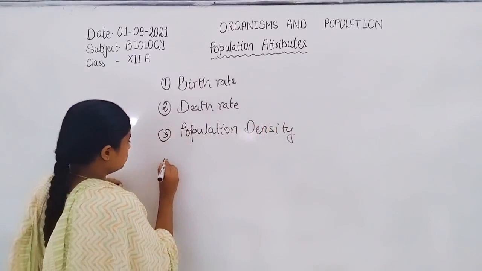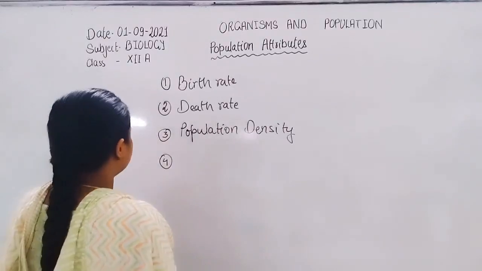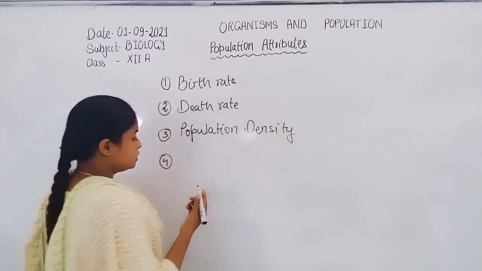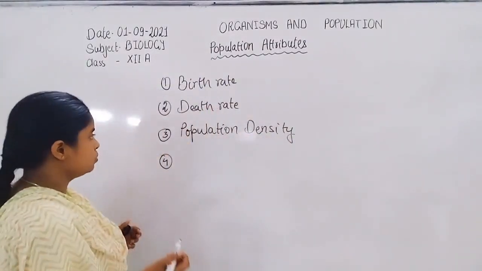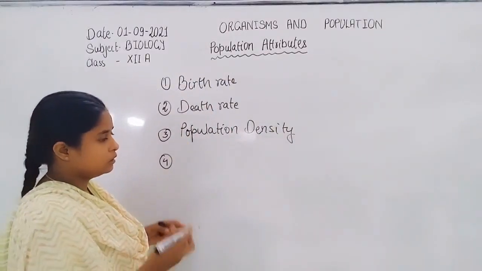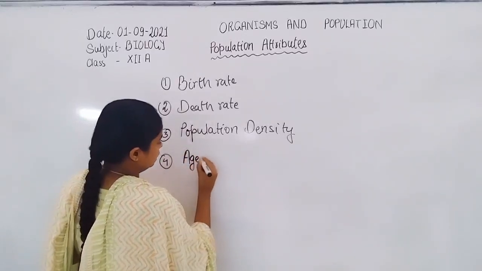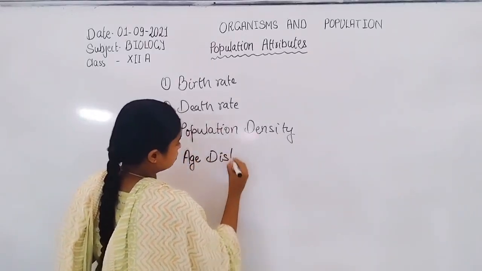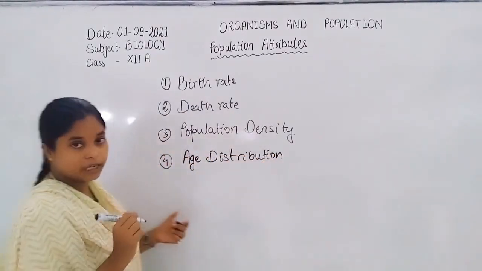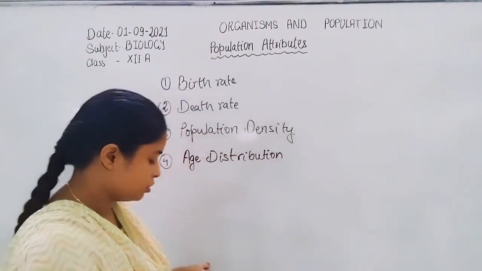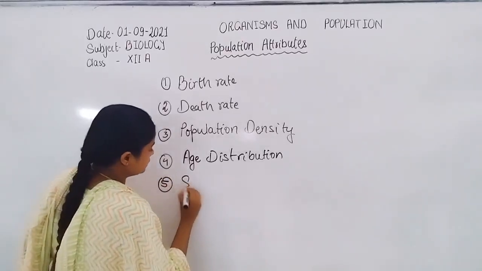Population density. Fourth attribute is the number of individuals in a given population. We can also discuss the age distribution of a given population. So, simply, age distribution. Fifth attribute is sex ratio.